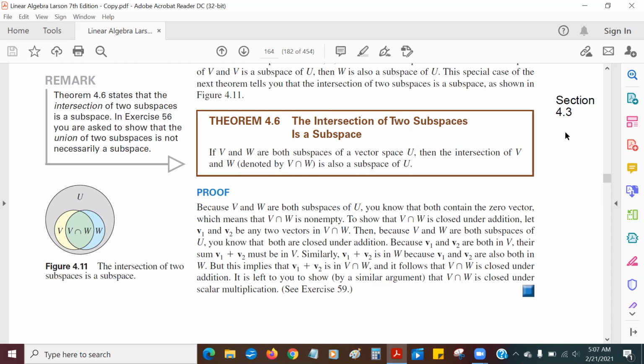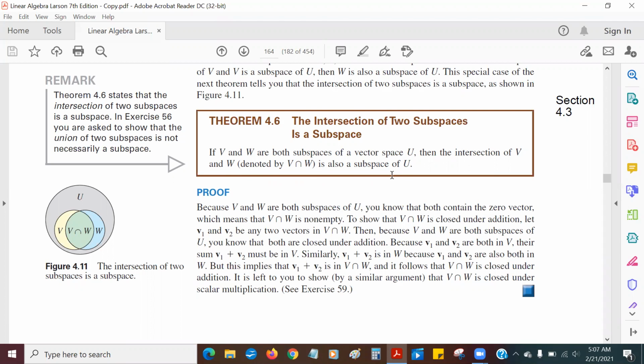Well, we're up to something really cool and awesome and extremely important, which is that the intersection of two subspaces is a subspace. So I'm going to read the theorem, and then I'll try to explain it in English. If V and W are both subspaces of a larger vector space U, then the intersection of V and W, which we write in set language this way, V intersect W, that intersection is also a subspace of U.